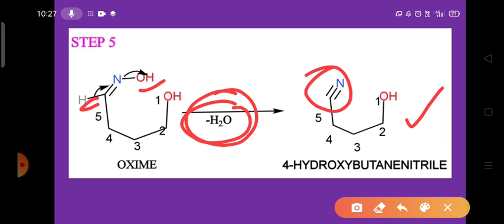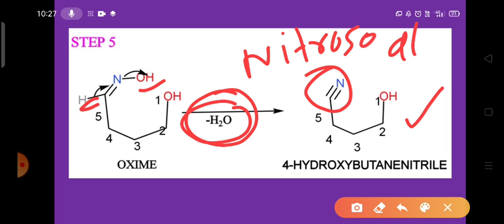So at the delta position, or the fifth carbon, if only one hydrogen is there, then the end product will be the nitroso alcohol. And depending on the number of hydrogen atoms present at the fifth place, either we will get the oxime or we will get the nitrile.